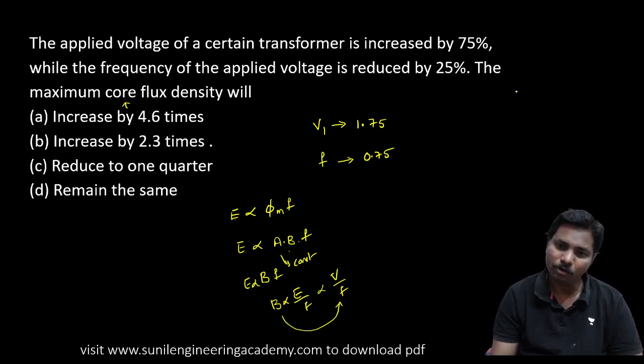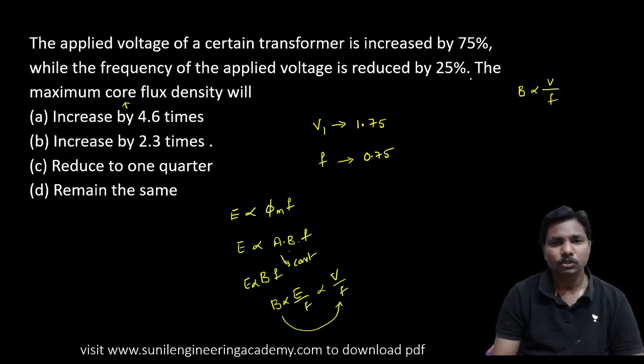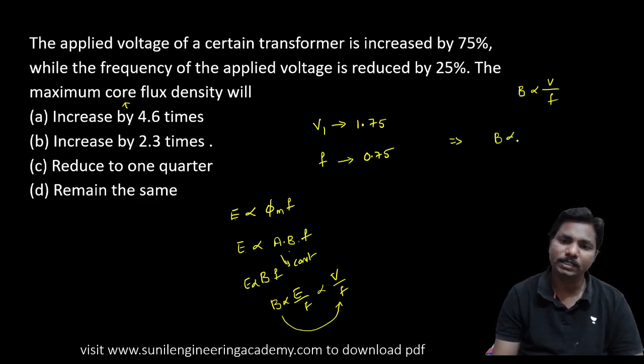So we have to remember one important point. Flux density is proportional to voltage by frequency ratio. So the maximum core flux density will become dash. B is proportional to V by F. Voltage here increases by 1.75. Frequency reduces by 0.75, that means 25.